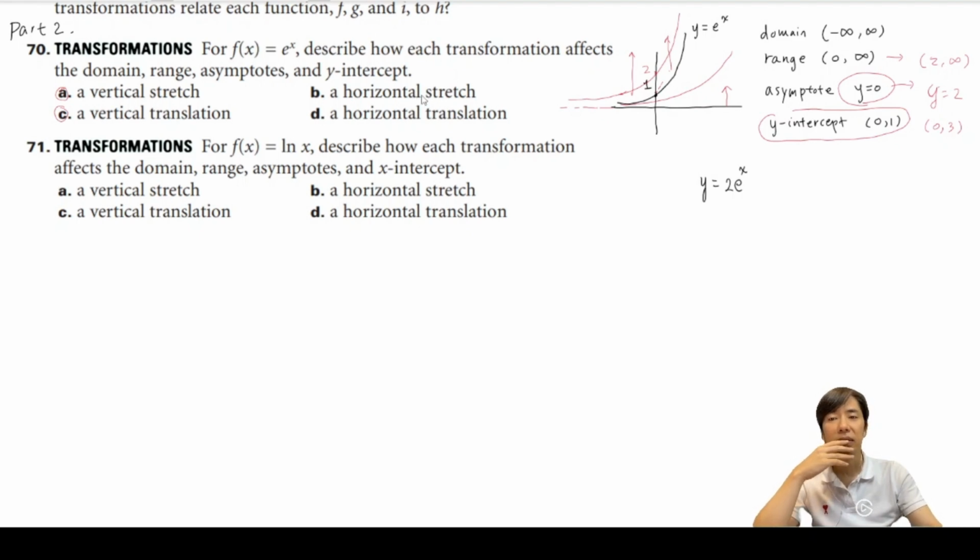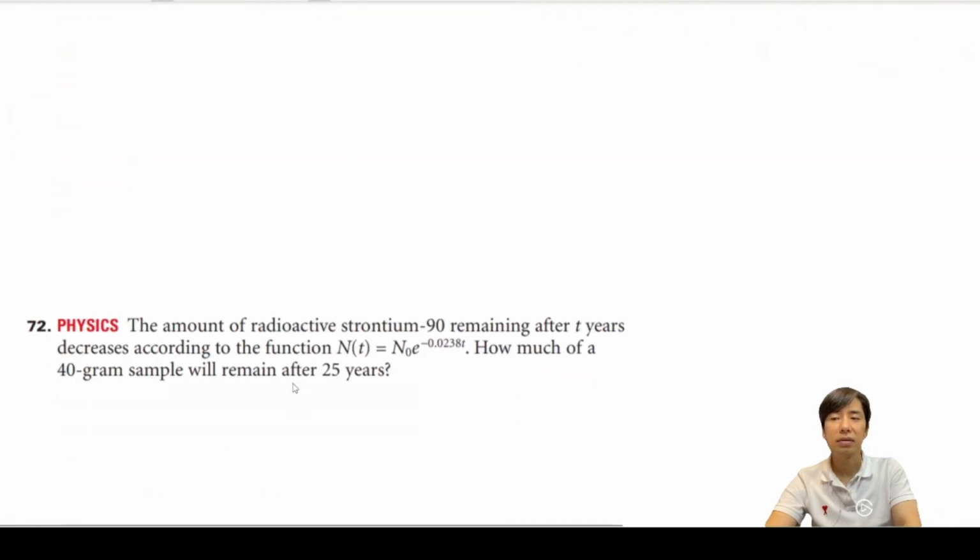Horizontal stretch, it can also change. Horizontal translation, it also changes because this one shifts to the right or left. So if you do that, obviously the y-intercept changes. But domain does not change, range does not change, asymptote does not change. So the only thing that changes in horizontal translation would be the y-intercept. Okay. Try to do 71 by yourself. Let me go over to the next one.